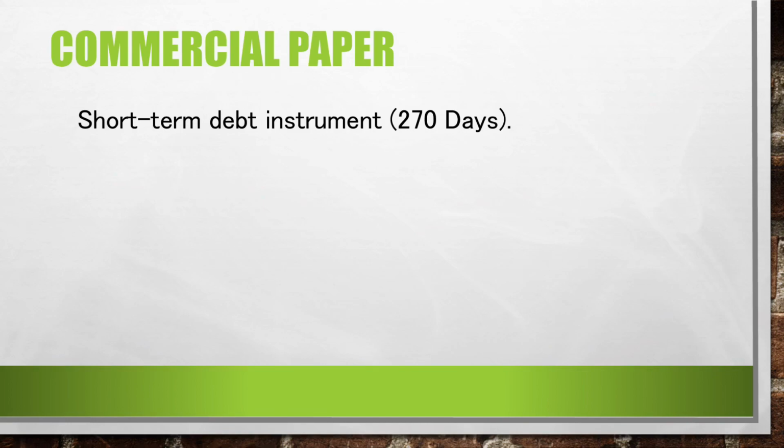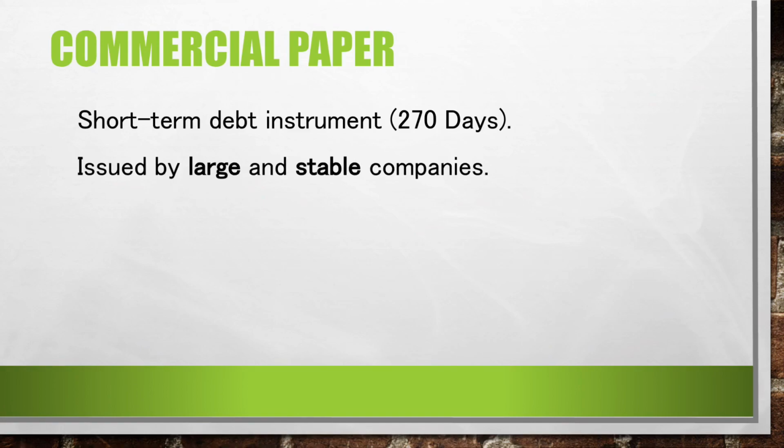Now, let us go to other financing sources that do not involve banks. Commercial papers. A commercial paper is a short-term debt instrument, maximum maturity of which shall not exceed 270 days. They are issued by large and stable companies only. In short, small companies, those with no track record, are not allowed to borrow via commercial papers.